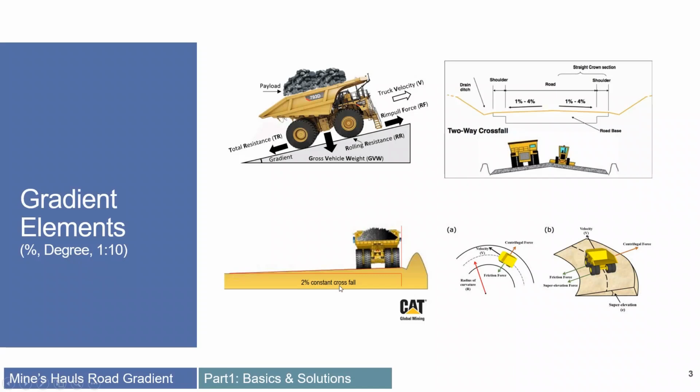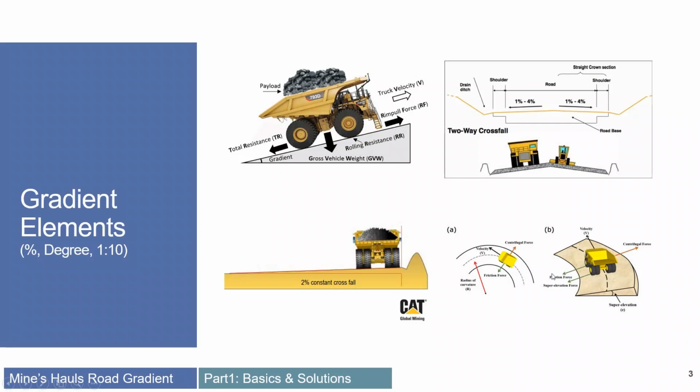The crossfall slope is the slope at right angles to the route's horizontal alignment. It can be one-sided or, like this image, two-sided crossfall. As many references suggest, this crossfall slope can vary between 1 to 4%.